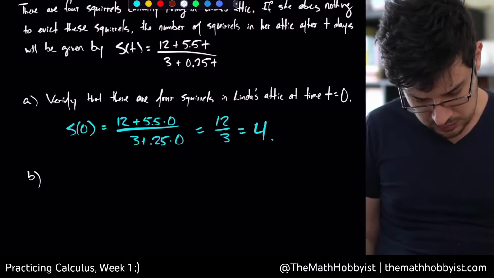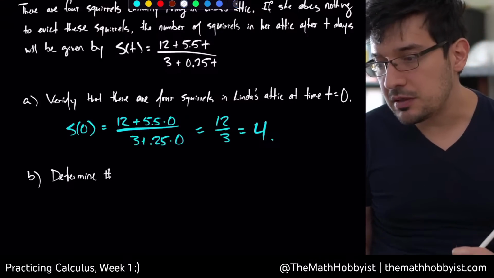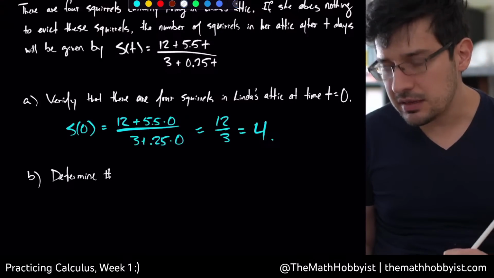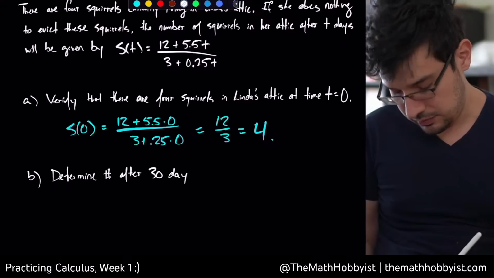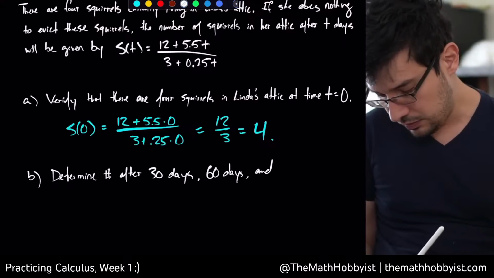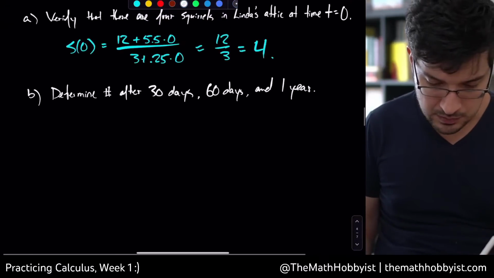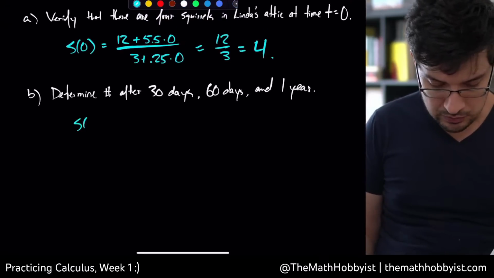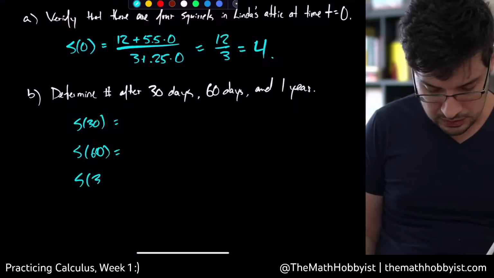Determine the number of squirrels. I'm just going to say number of squirrels as number in Linda's attic after 30 days, 60 days, and 1 year. Okay, so of course the math book writes out some of these things a little bit more. So what we're going to do is evaluate S at 30, S at 60, and S at 365.